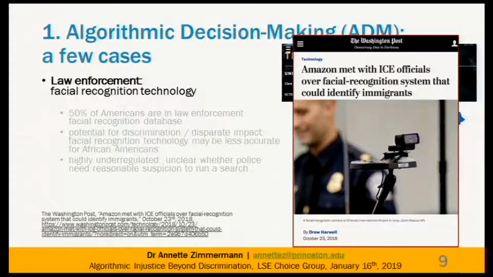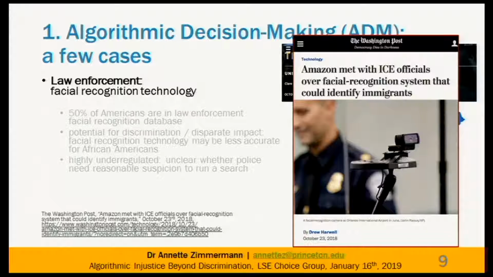One particularly controversial and worrying case of this is the use of real-time facial recognition in border policing and immigration enforcement. Very recently, in October 2018, we learned that Amazon met with ICE, Immigration and Customs Enforcement, to pitch their facial recognition algorithm, Rekognition. If you imagine a police force or other law enforcement agencies interested in aggressively policing undocumented migration, if that is algorithmically enabled, that might again exacerbate existing structures of inequality.